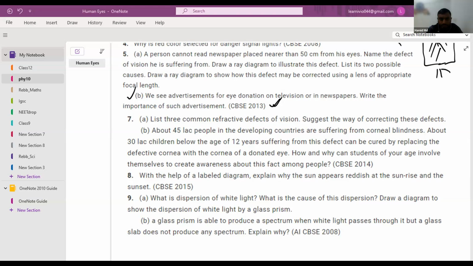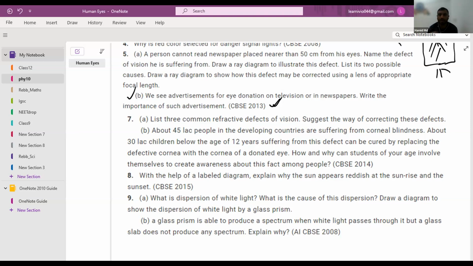Myopia, hypermetropia, and presbyopia. Myopia can be corrected with a concave lens. Okay. Hypermetropia, convex lens. And presbyopia by bifocal lens. Yes, bifocal lens. Right.